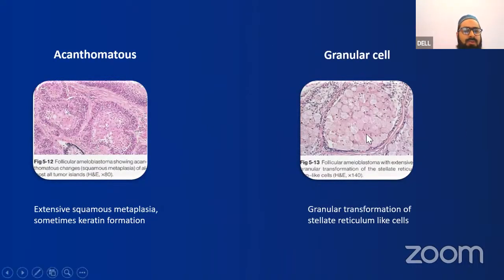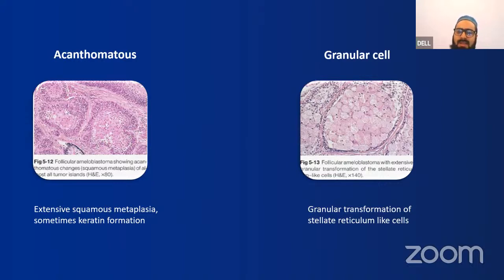Now, the third most common type, around 11%, is the acanthomatous type, which is usually of the follicular ameloblastoma type, with the follicles arranged with the ameloblastic layer on the periphery and central stellate reticulum cells. In this acanthomatous type, there is extensive squamous metaplasia of the stellate reticulum, with keratin formation sometimes.